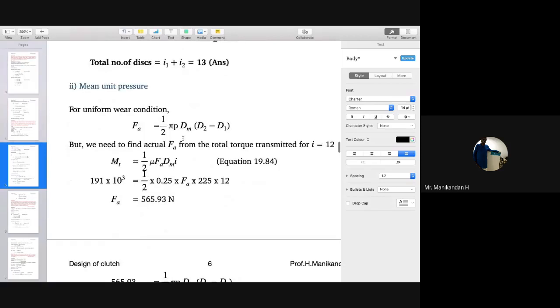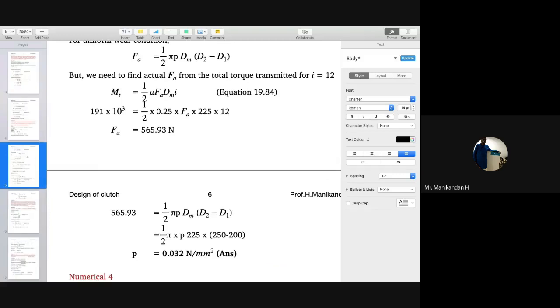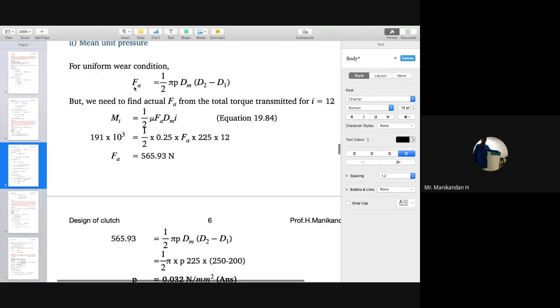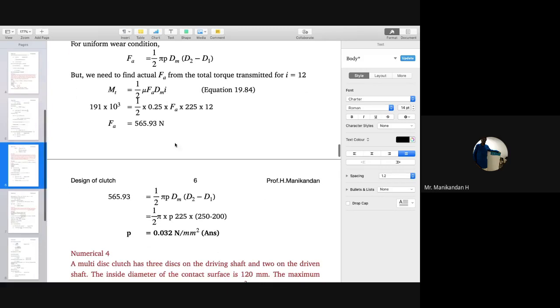So what I am doing is, you take again the torque equation. We know the i value is 12, dm value is given in question, mu value is 0.25. Find out what is the axial force value. I got it as 565.93 Newton, FA value. Now go for the uniform wear condition FA formula, right? So FA is equal to half pi p into dm into (d2 minus d1). So substitute all these values. The unknown parameter is the pressure here. So find out the unknown parameter: p is equal to 0.032 Newton per mm square.